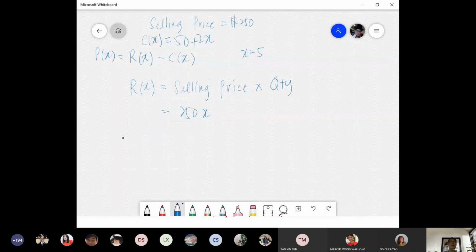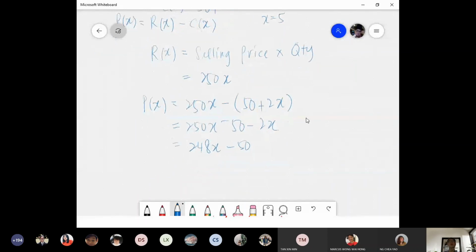Now we have the profit function, which equals 250x minus the cost, so we have 50 plus 2x. What do we get? 250x minus 50 minus 2x. We get 248x minus 50. So this is the profit function.